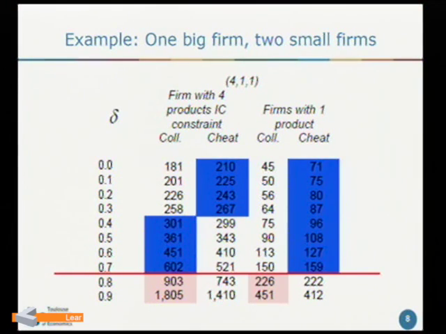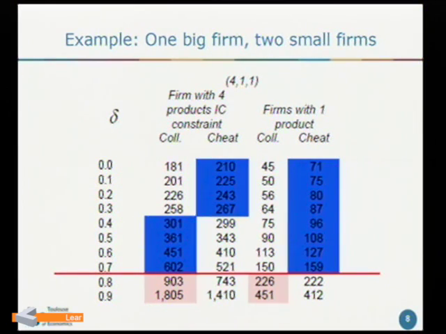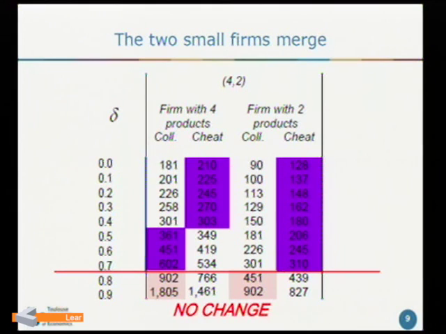Now, that's the starting point. And now consider that the two small firms merge. Nothing changed. Well, just a little bit of change. You see that previously it was better for the big firm to collude when delta was higher than 0.4, and now it is 0.5. So it's just saying that the model is working well, given that now the pressure on the bigger firm created by the two small firms is there. But otherwise nothing changed.